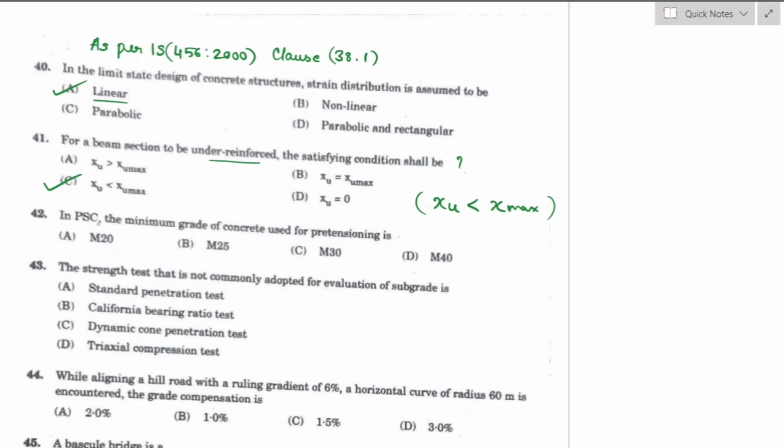Question number 42. In a pre-stressed concrete, the minimum grade of concrete used for pre-tensioning is M40. Option D is the right answer. For pre-tensioning it is M40 and for post-tensioning it is M30.